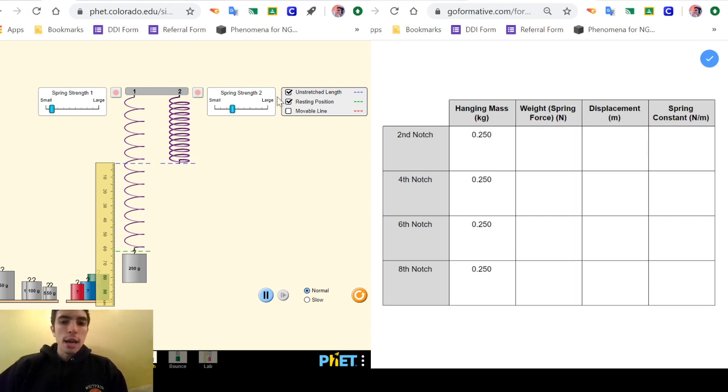The only other note that I have is for counting these notches. Again, the small setting is like 0, so 1, 2, 3, 4, 5, 6, 7, 8, and then this large setting is like 9. On tomorrow's work, you're going to predict what the spring constant and what the displacement would be for the 10th setting, but that's how we're counting these notches here.